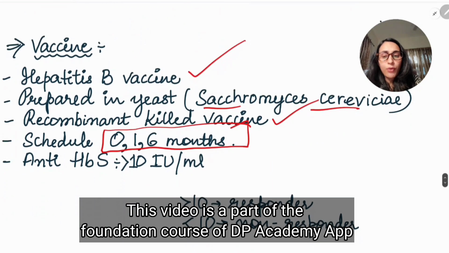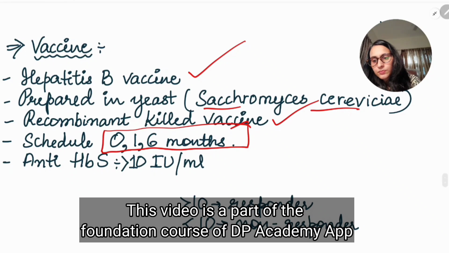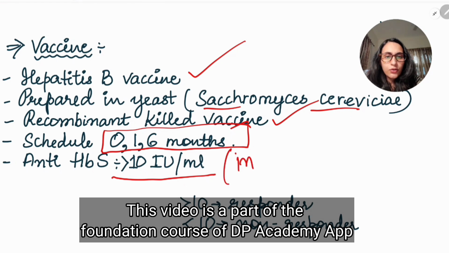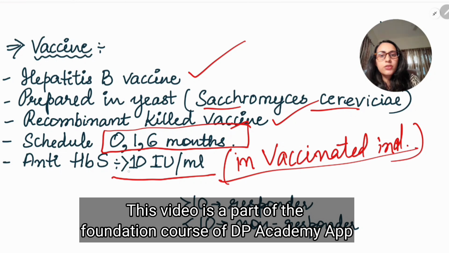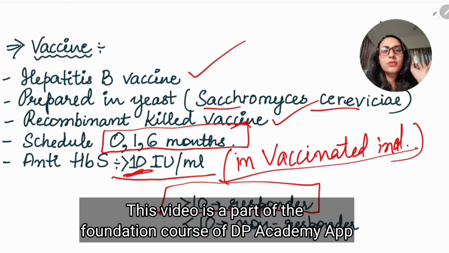We follow this. Now the important thing that you need to remember is an antibody titer of more than 10 international units per ml. In a vaccinated person, you will find a titer of more than 10. If the person is vaccinated, you do the antibody titer, and if it comes more than 10, that means the person is a responder. That means antibodies have formed against hepatitis B.